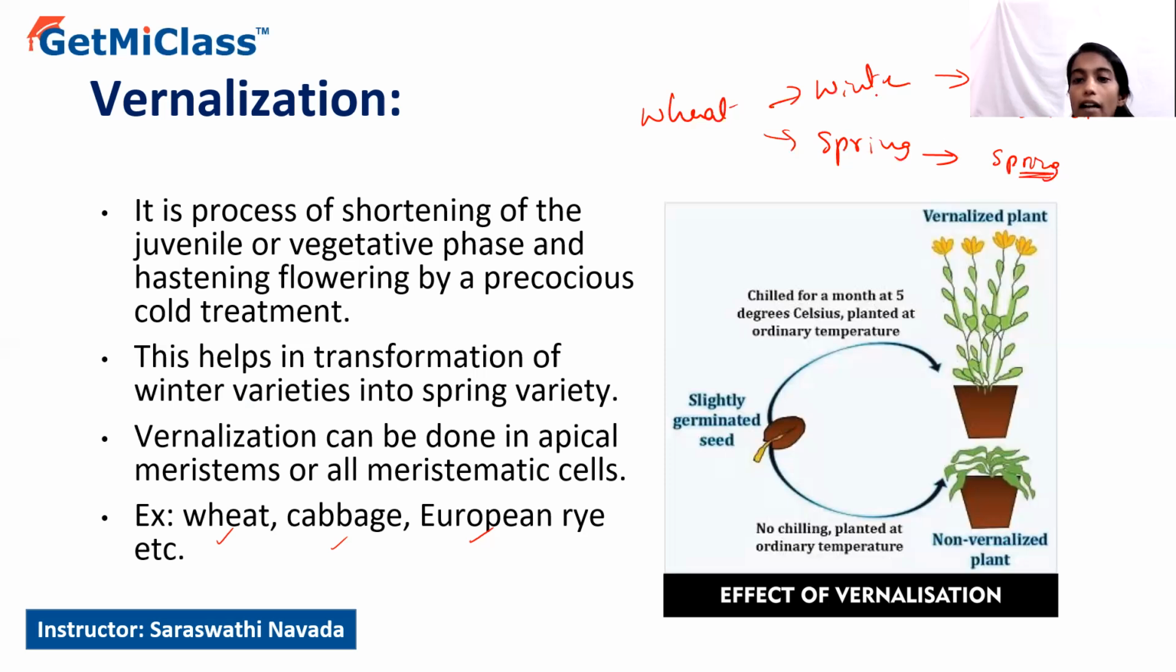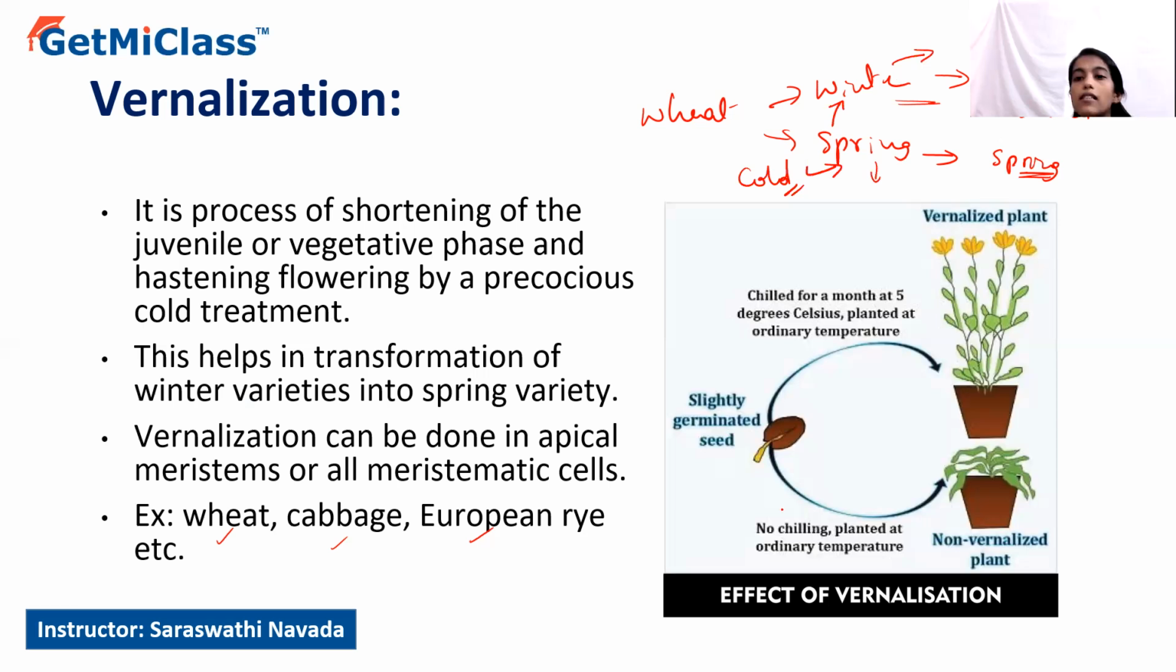Suppose the spring variety has to be harvested in the winter season or in the midsummer season itself, what we can do is give the spring variety a cold treatment so that the conditions are artificially created and it experiences the cold season. The spring variety will be converted to a winter variety, and in the immediate next season itself it will be ready for harvesting. So that is how the flowering period can be preponed in such plants.